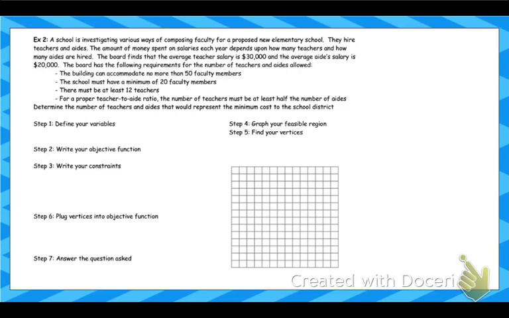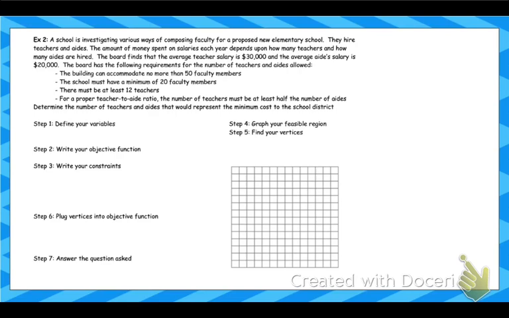The amount of money that they're going to spend on their salaries depends on how many they hire. The average teacher salary is $30,000. The average aide salary is $20,000. Then the board has a lot of criteria. The building cannot have more than 50 members. They have to have at least 20 members. They have to have at least 12 teachers. And then there's a certain teacher to aide ratio that they have to meet as well.